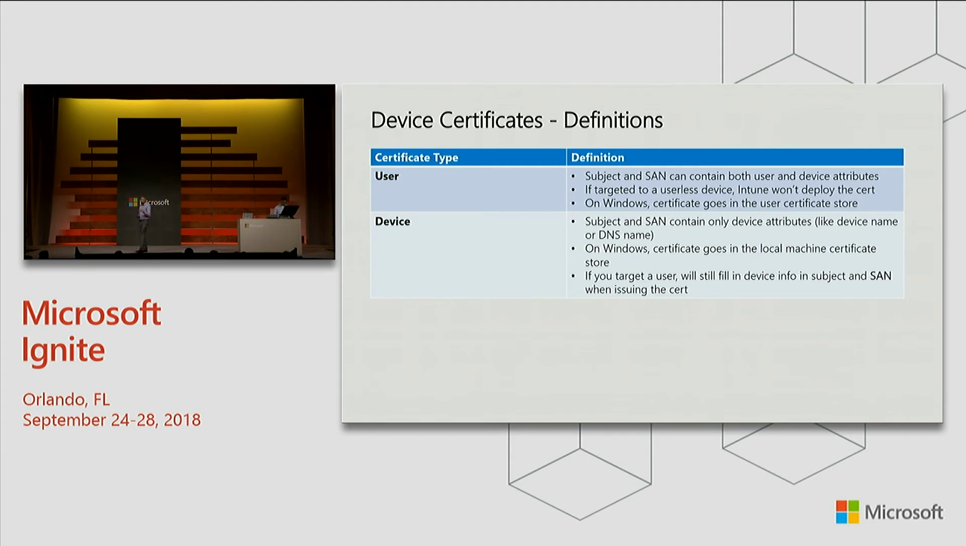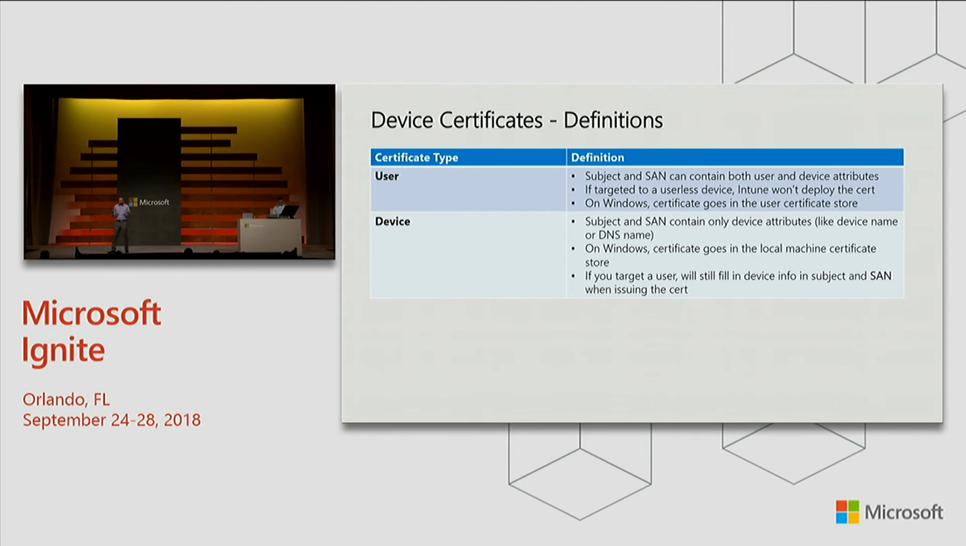The other piece is that if you've targeted that certificate profile to a device that doesn't have a user associated with it, then Intune's not going to deploy that certificate. And then lastly, if you think about it on a Windows device, which is probably where your thoughts went first, a Windows device has two different certificate stores. There's a user store and a local machine store. So in a user scenario where you're deploying a user certificate, that's going to end up in the user certificate store. Device is just kind of the opposite. If you deploy a device cert, it can only be stored in the local machine store on a Windows device.